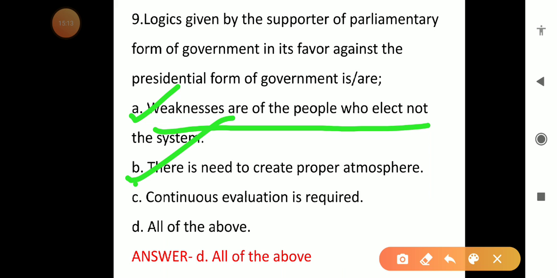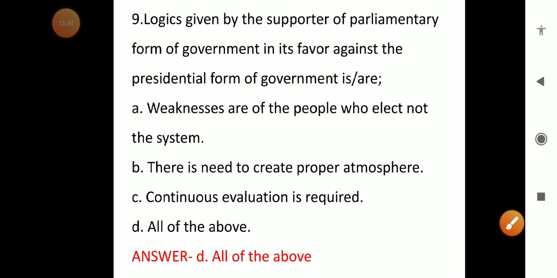This is also right. Continuous evaluation is required. Continuous evaluation of the working of the system is required, because same kind of people we choose again and again, and they're working or not. If the people who are running the system are corrupt, the system will never improve. So proper evaluation is required. The corrupt people should not be chosen. For that, atmosphere and awareness is required. So all above applies to it. This is the answer. Let's move to the next question.